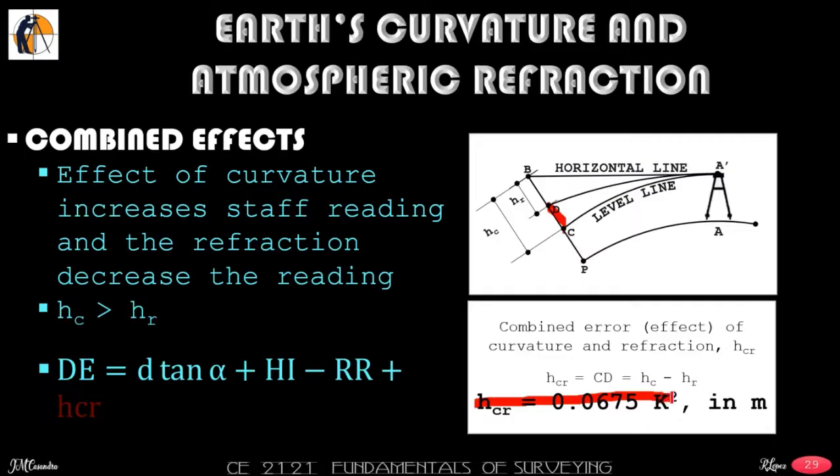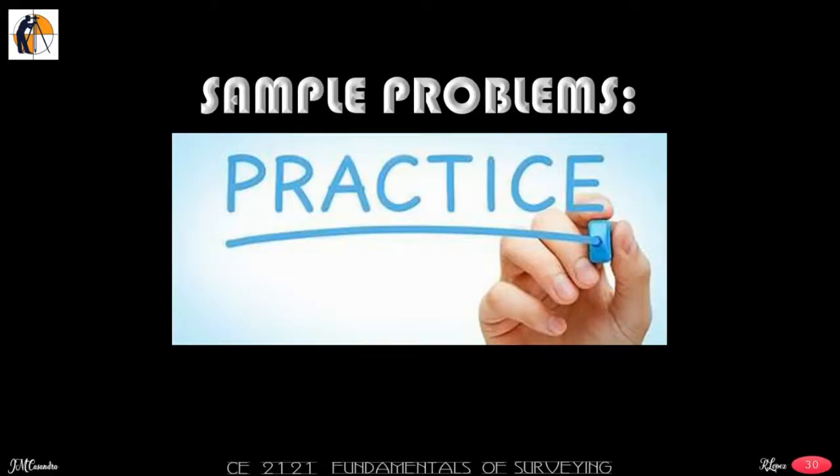0.675 K squared. So again, the value of K should be in kilometers, but the resulting value of HCR is in meters. So this one is in kilometers, the result is in meters. Okay, so let's solve some problems of leveling.